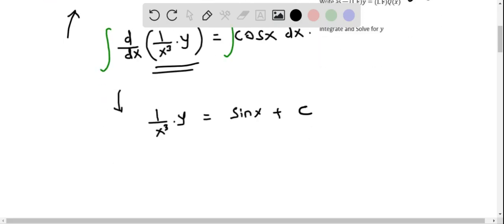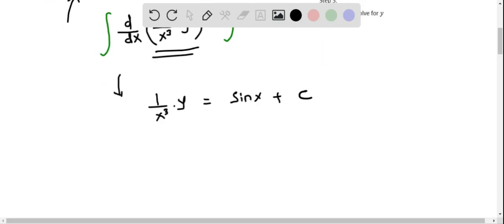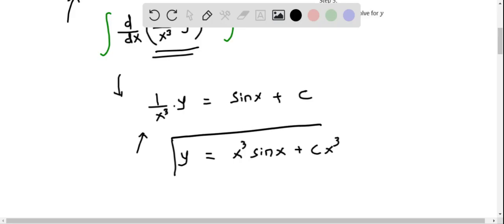Now we have to solve for y, which means we can multiply this equation by x cube. When we do that, we get y on this side, and this becomes x cube times sin x plus c x cube. So basically, this is the general solution of the given differential equation. That is, y equals x cube sin x plus c x cube, where c is the integrating constant.